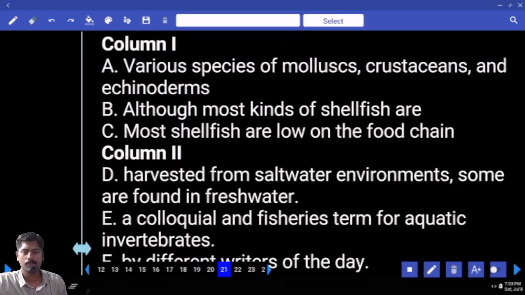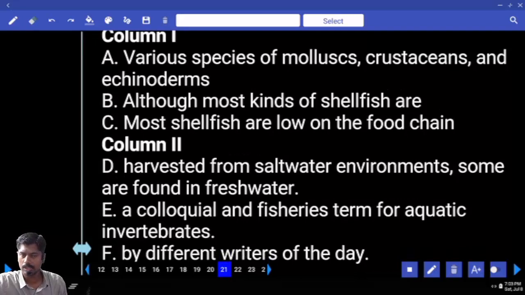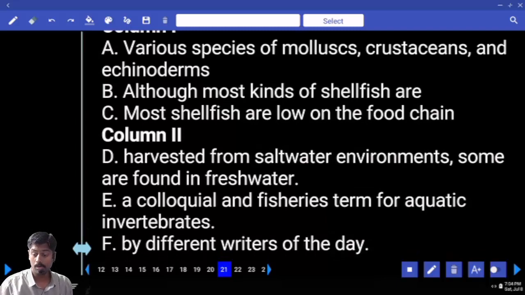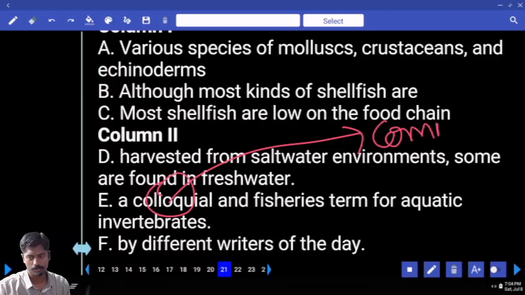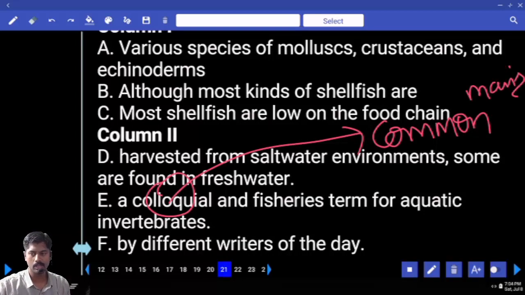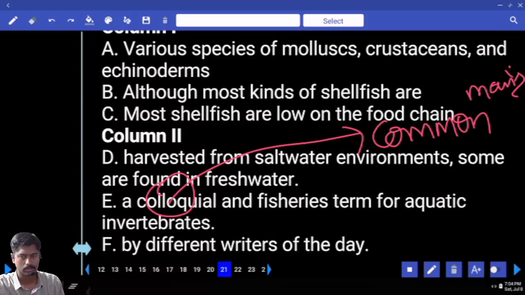Various species of molluscs, crustaceans and echinoderms, various species of these, harvested from salt water. Can we harvest species? Colloquial, does anybody know the meaning of colloquial? Colloquial means common man's language. Common man's language is called colloquial. Everybody understands that language is called colloquial.